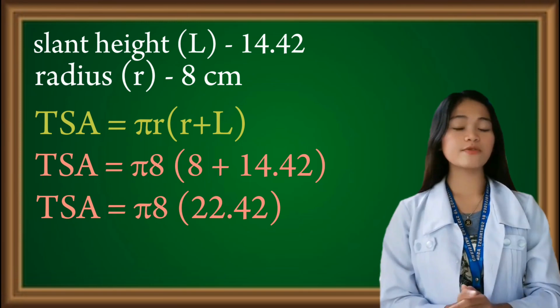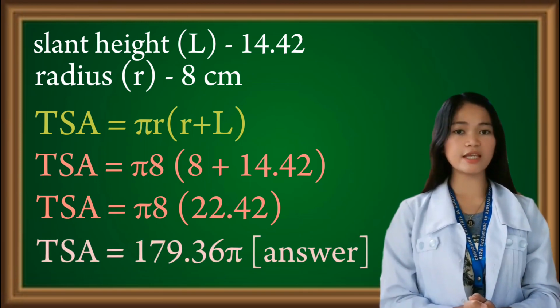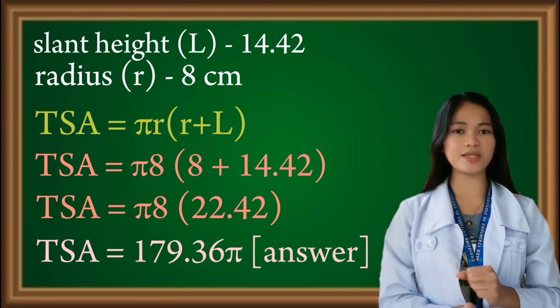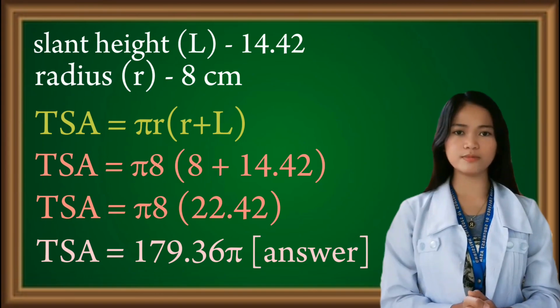We will multiply those two numbers. 8 times 22.42 is 179.36, and copy the pi. And that is the total surface area of a cone.